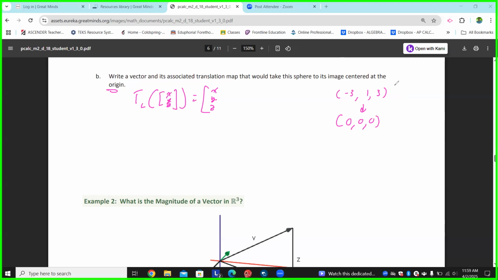So think of this logically. Don't overthink it. What do I need to do with the X value to make it 0? +3. So this is my first transformation. What do I need to do to the Y to make it 0? Subtract 1. Very good. And then the Z, what do I need to do to Z to make it 0? Subtract 3. You've now produced a transformation that would take that original equation to the center.